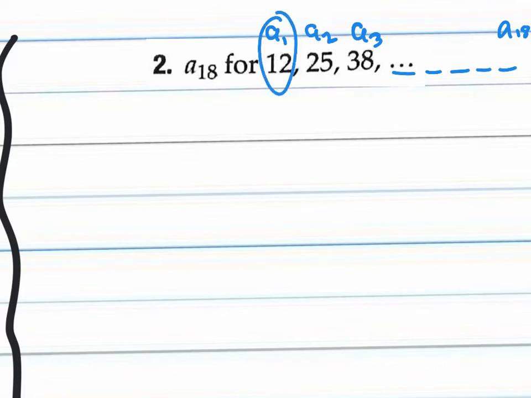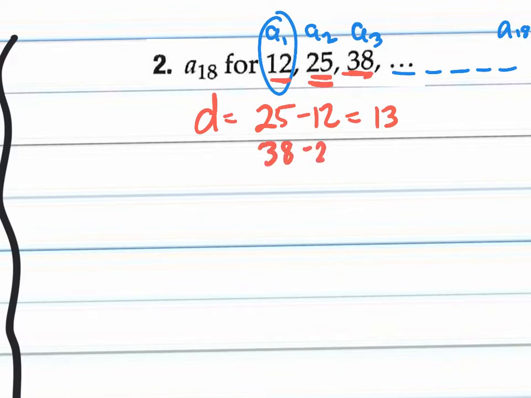So let's understand, we already know a sub 1. Do we know a common difference? Well, we could find the common difference. Just go 25, take away 12. The common difference will be 25 take away 12, which is 13. Or if you would have done 38 take away 25, you'd still get 13. So that's telling us that the common difference is 13.